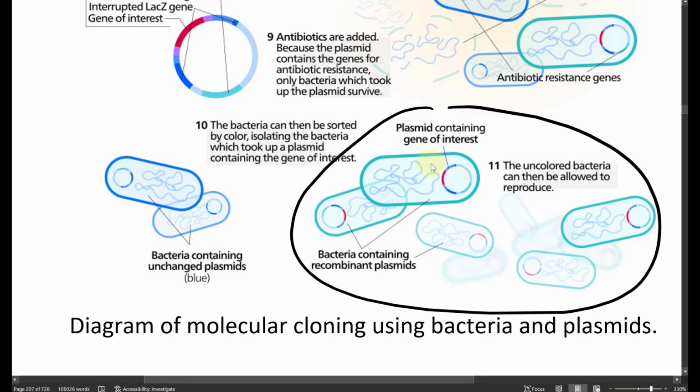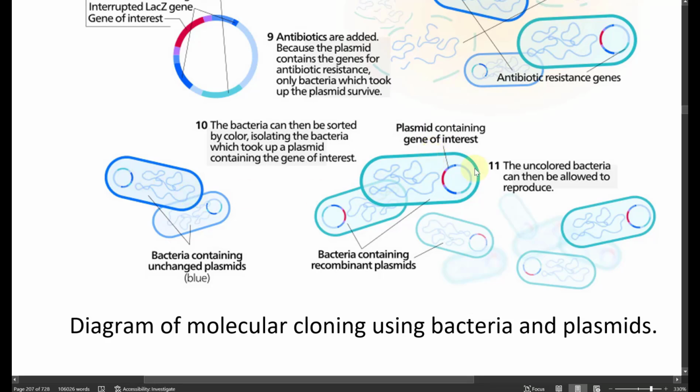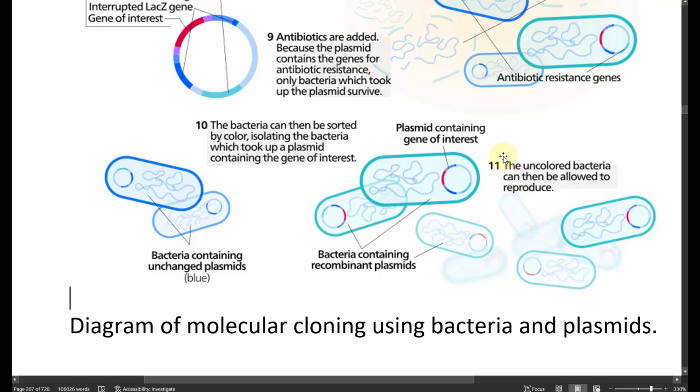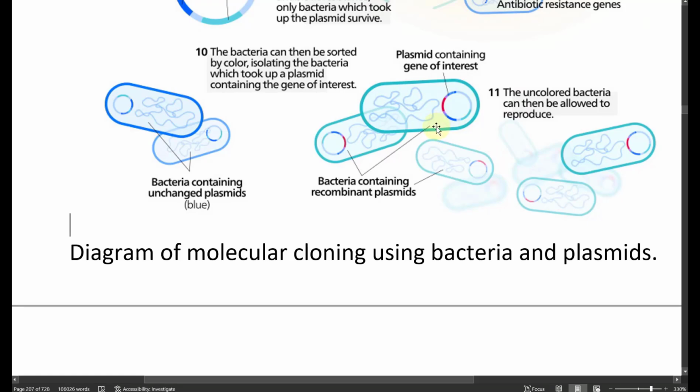And then you'll take out the colored ones, and the uncolored bacteria can then be allowed to reproduce. So now you're going to reproduce these ones, and they're going to duplicate, more and more of them. So this is a diagram of molecular cloning using bacteria and plasmids and adding genes of interest inside. So absolutely fascinating stuff.